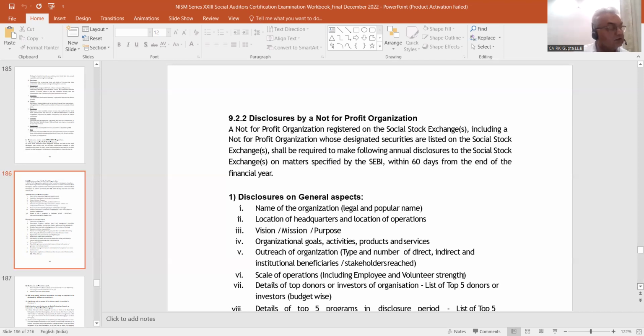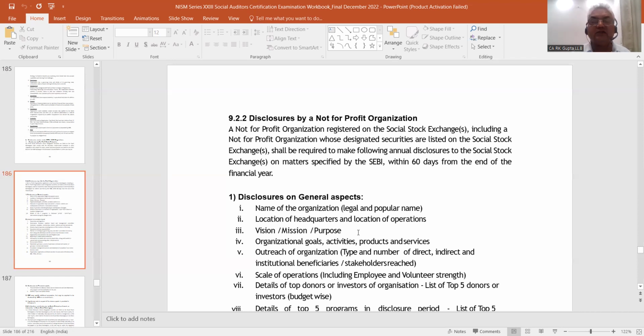First are disclosures on general aspects. Second are disclosures on governance aspects. And third are disclosures on financial aspects. And some additional parameters may be required to be disclosed. And a guidance note in respect of the above aspects is given in Annexure 4. So first, let us see the disclosures on general aspects.